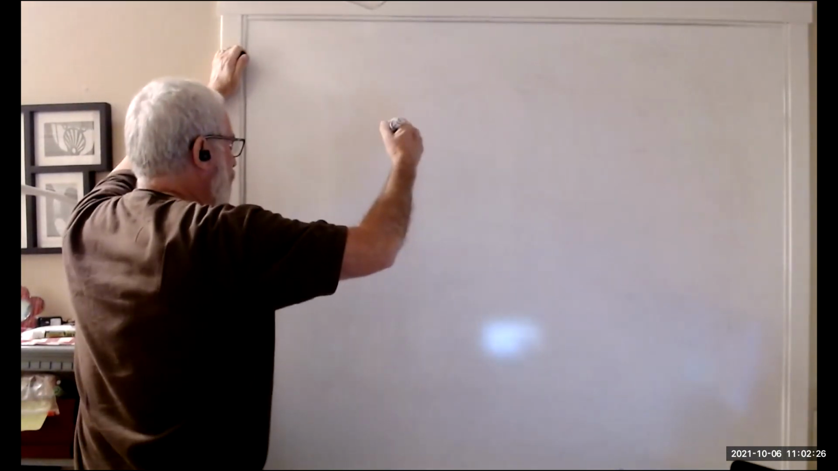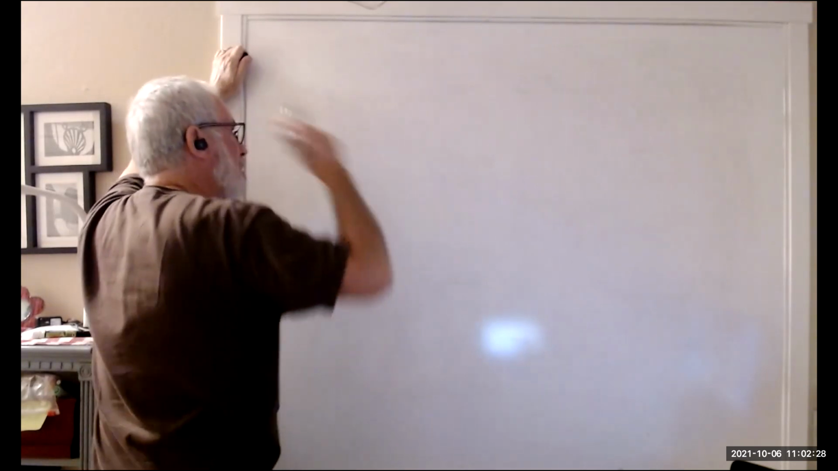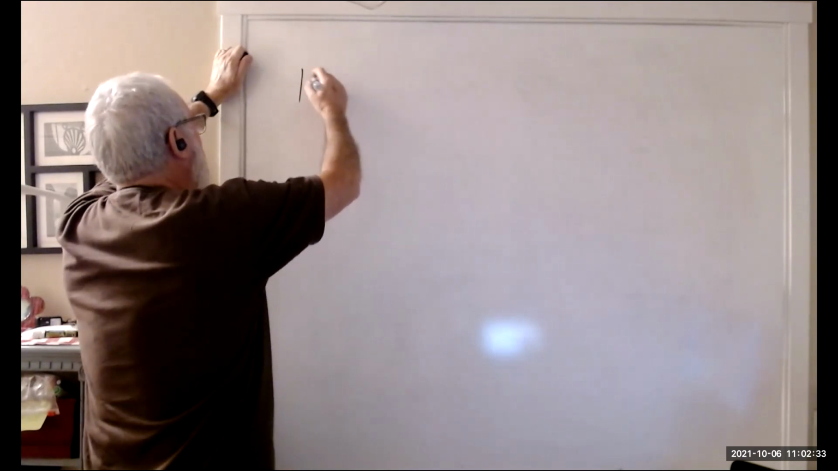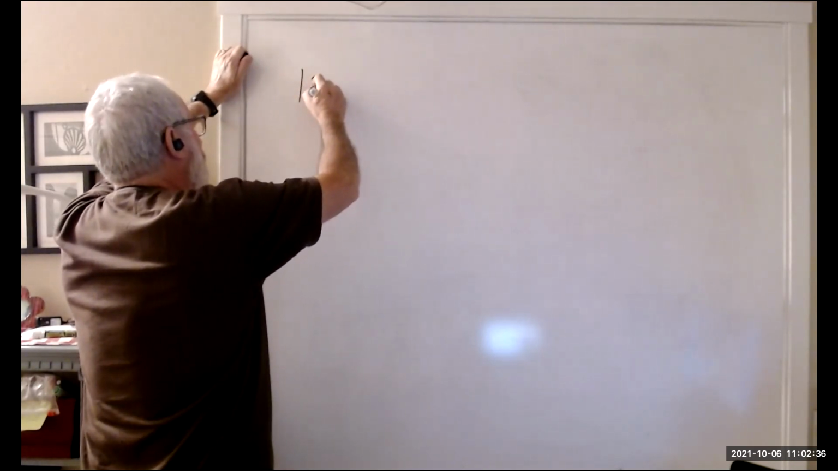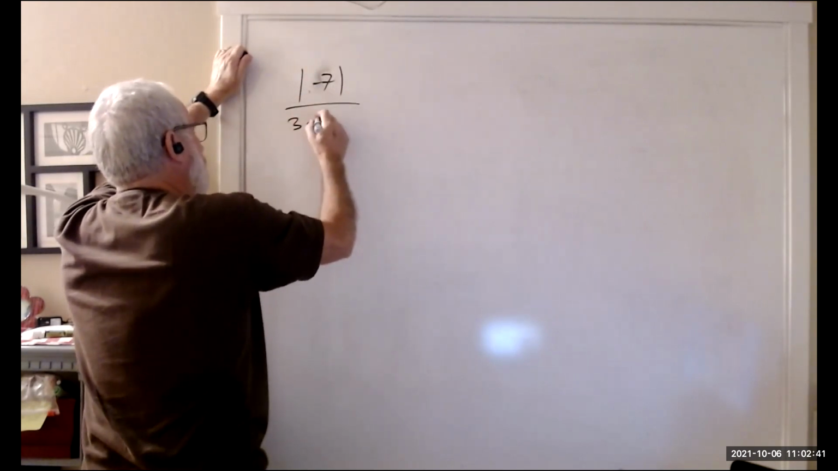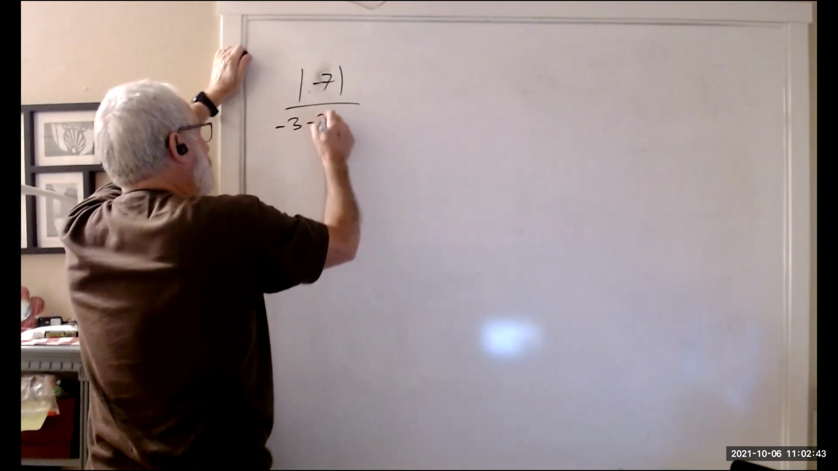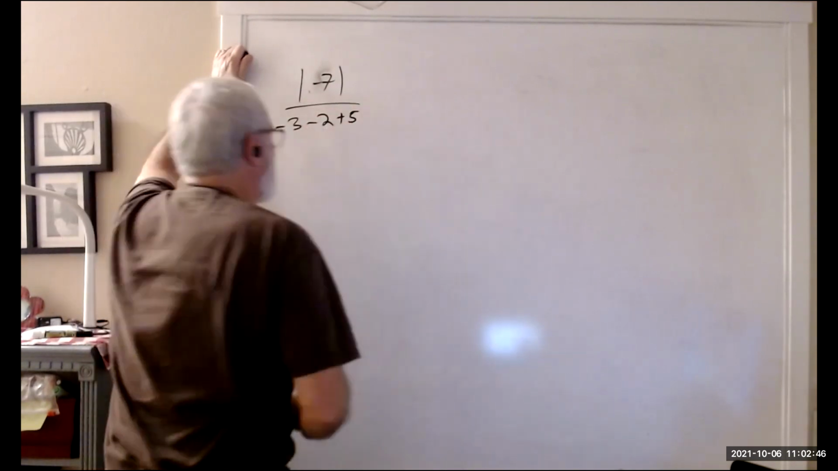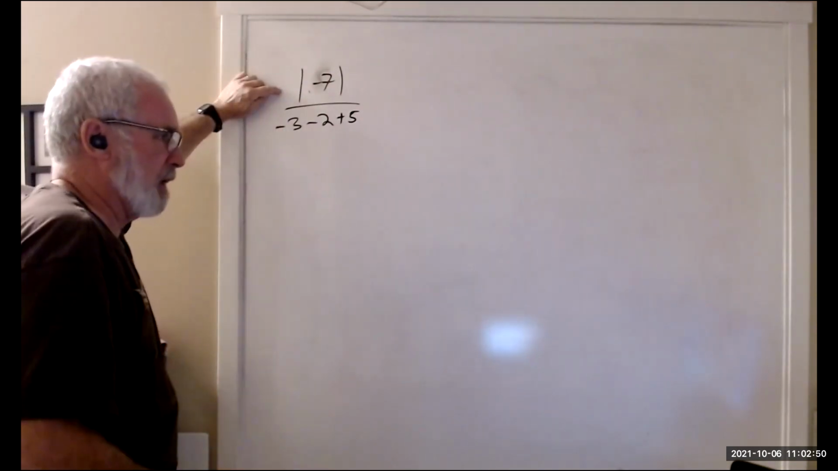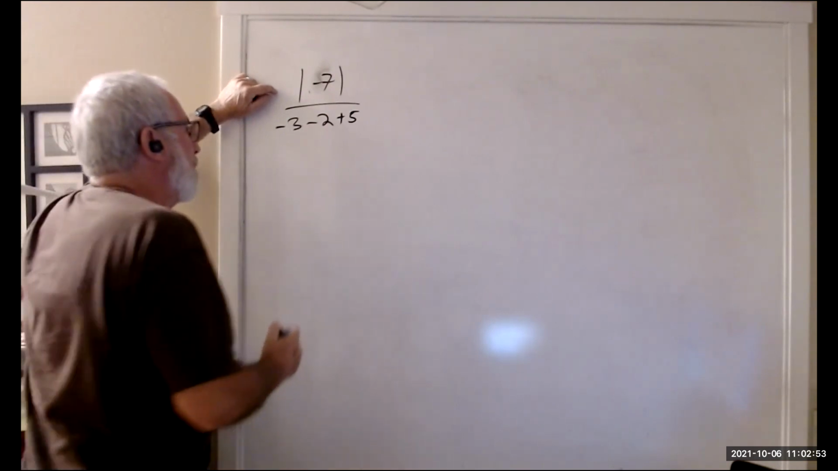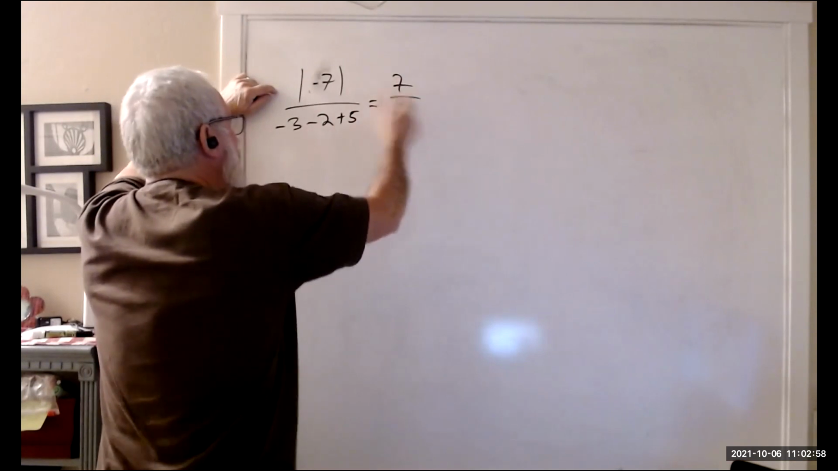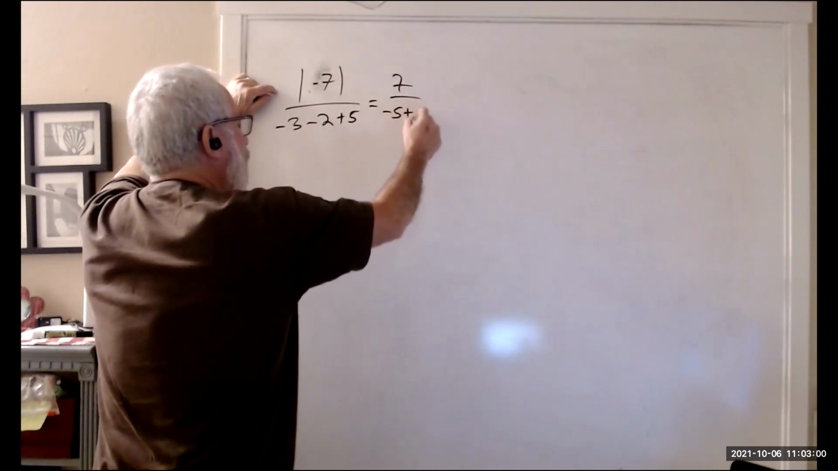From chapter 1 and from exam number 1, I think there was a problem that looked something like this. After several steps, it looked something like this. I think it was problem number 2 or something. Whatever, you can look at it. And the problem became the absolute value of negative 7 is 7, but the problem became negative 5 plus 5.